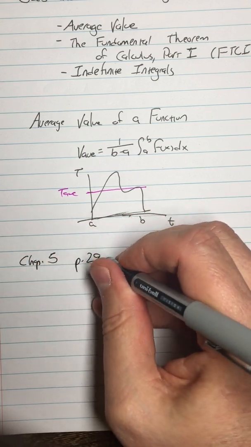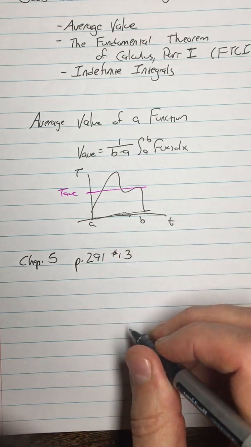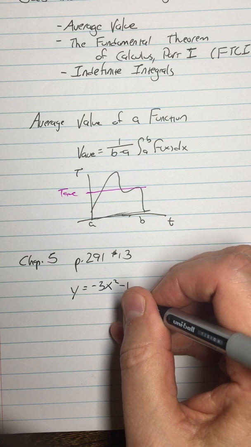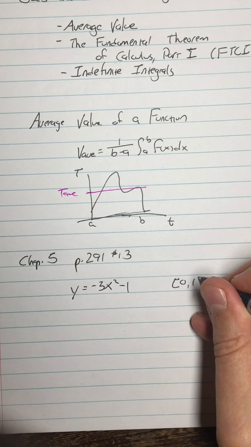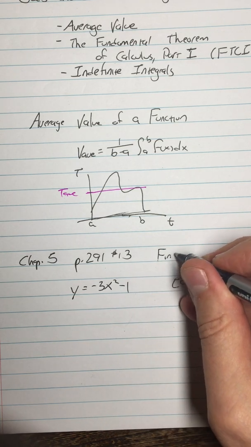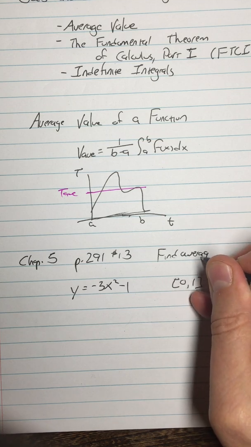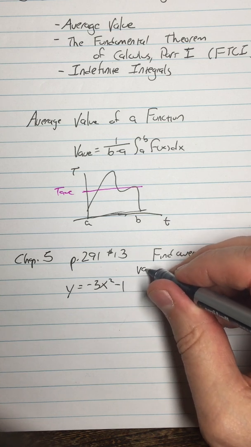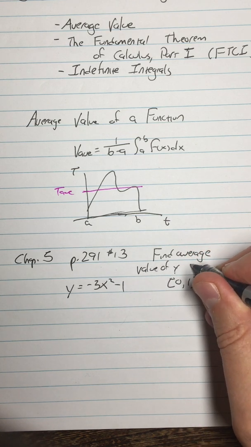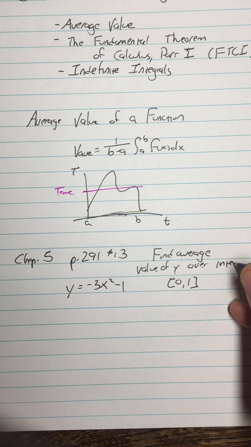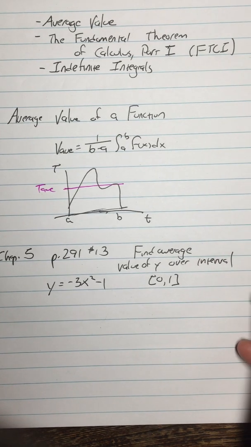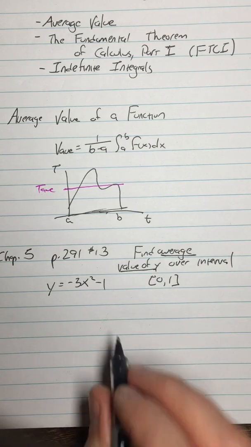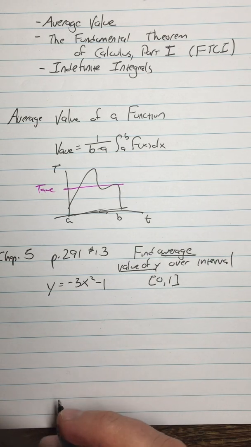Page 291, number 13. It says y equals negative 3x squared minus 1, and our interval is 0 to 1, and our job is to find the average value of y over the interval. Sorry about my handwriting, I'm in a weird crampy position here. So we want to find the average value. We see these words, average value, not average rate, the average value of the function.